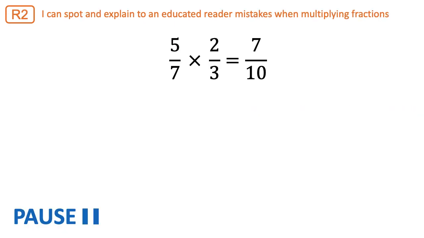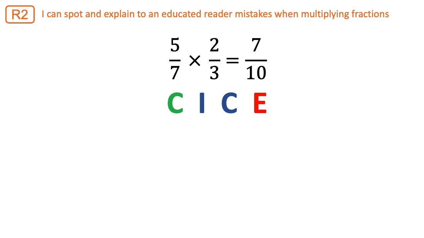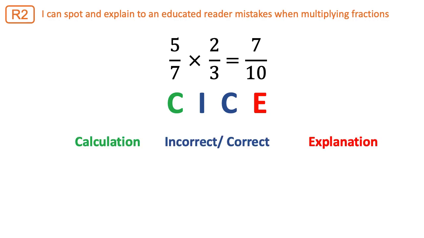Let's have a look at R2. This outcome focuses on identifying mistakes associated with multiplying fractions. Have a look at this question. What was done wrong? Pause and have a think. Alright, to answer this question, we use CICE: calculate, incorrect or correct, and explanation.